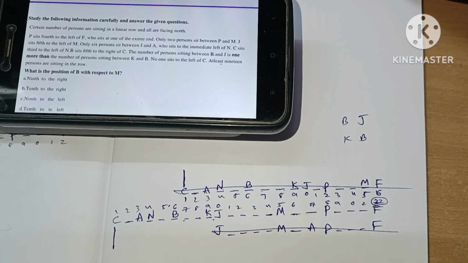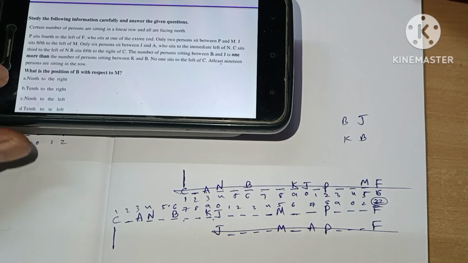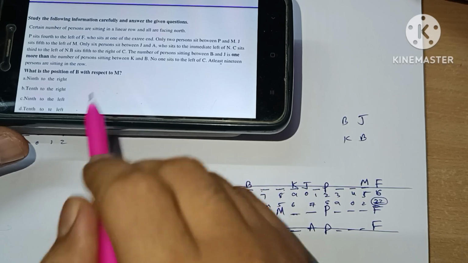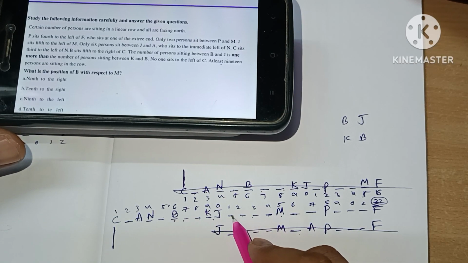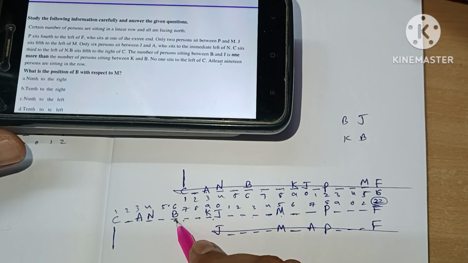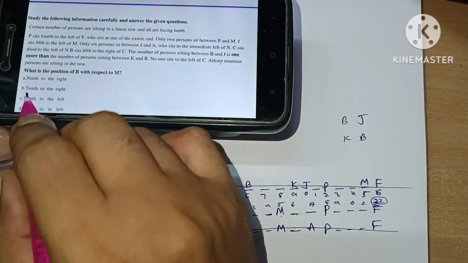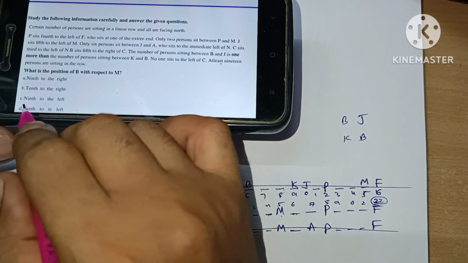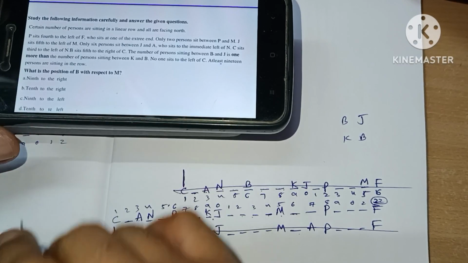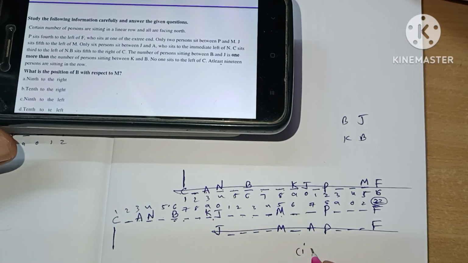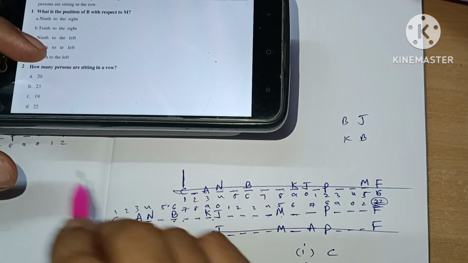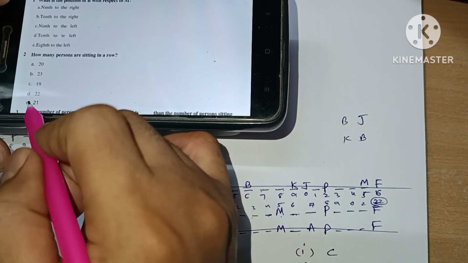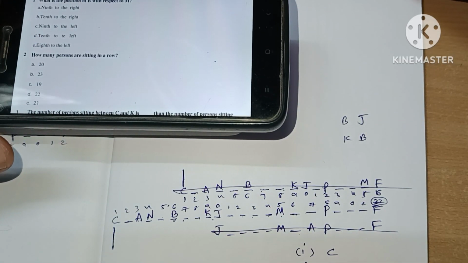Let's see the solutions for the questions. First question, what is the position of B with respect to M? 1, 2, 3, 4, 5, 6, 7, 8, ninth to the left of M. So option C is the right one. The first answer is option C. Second question, how many persons are sitting in a row? We got 22 persons sitting in a row. Option D.